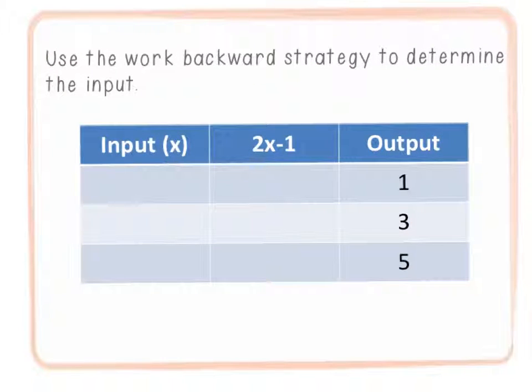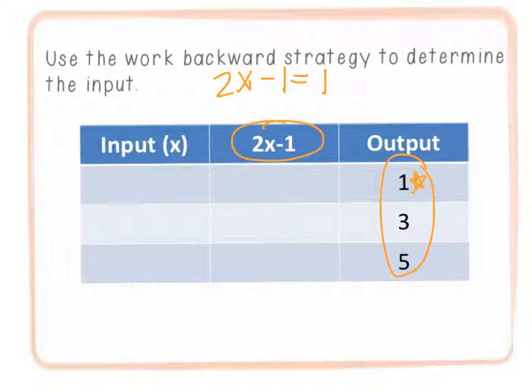Use the work backwards strategy to determine the input. Okay, so I have my rule and I have my answers. So what I'm going to do is I'm going to write my rule up here. 2x minus 1 equals 1. I'm going to do the first one.